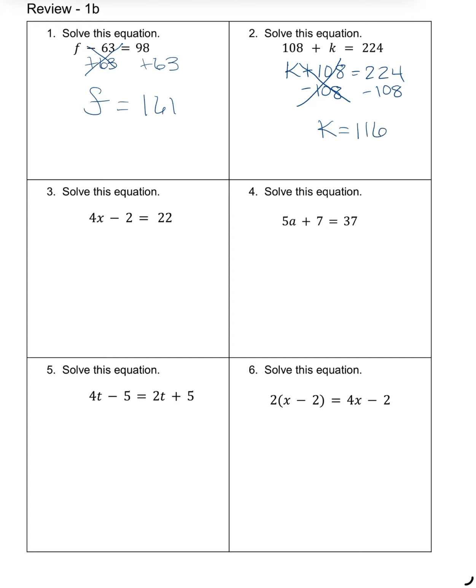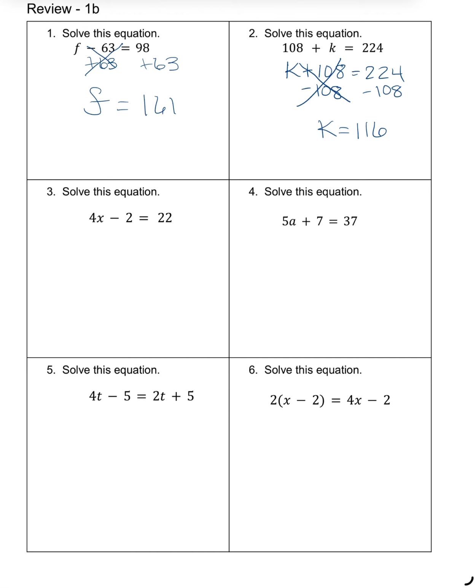So those are our one-step equations. We only have to do one extra math thing. Now we have to do it on both sides of the equal sign because it's a cancel out and a balance, but it's just that one thing. Now when we look at number 3, it starts to look a little bit different.